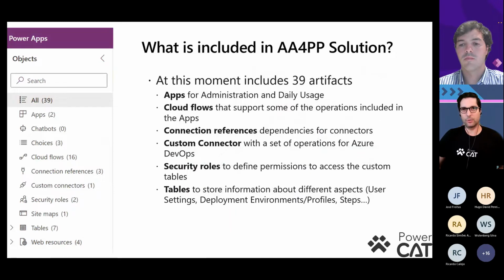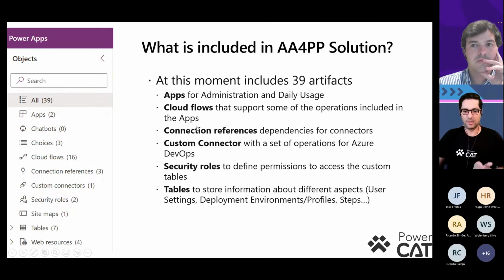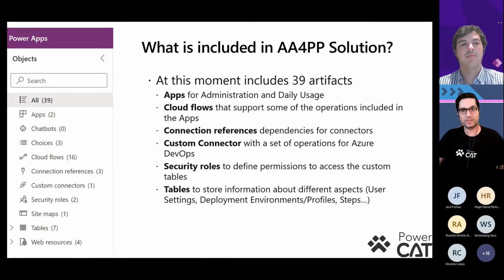If we look at what we have in the solution when you install the Power Platform solution of the ALM Accelerator, it is 39 artifacts. And if you go in October after our new release, it is going to be even more. So it's apps, cloud flows, connection references, a custom connector to connect to Azure DevOps, security roles, and tables. This is the main overview of what we have in the solution.